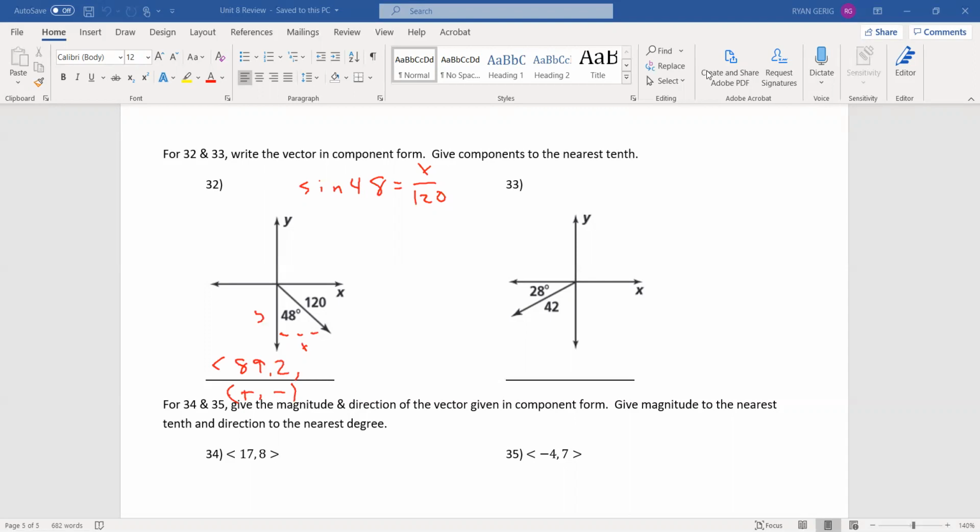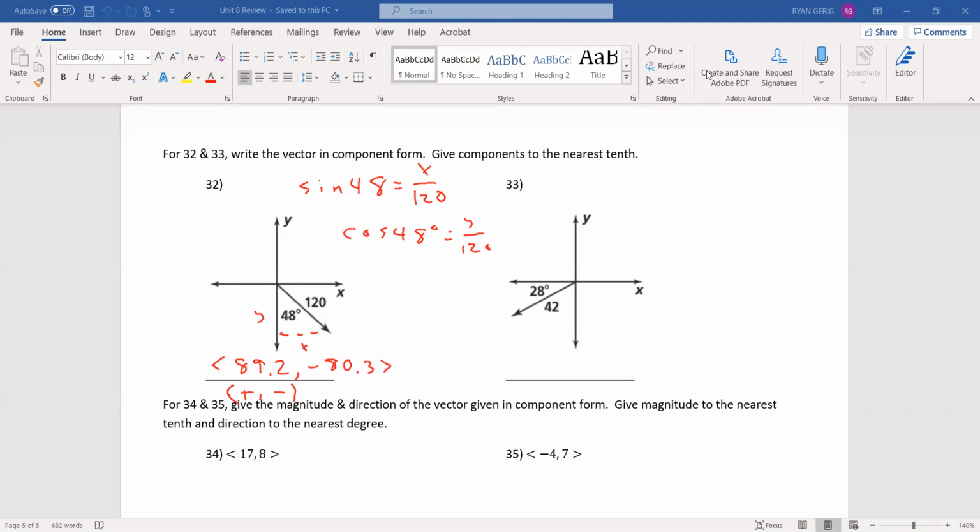And then Y is going to be the cosine of 48. Multiply by 120. I get 80.29, so 80.3. And make sure you put the negative in front. So negative 80.3 is the Y component.